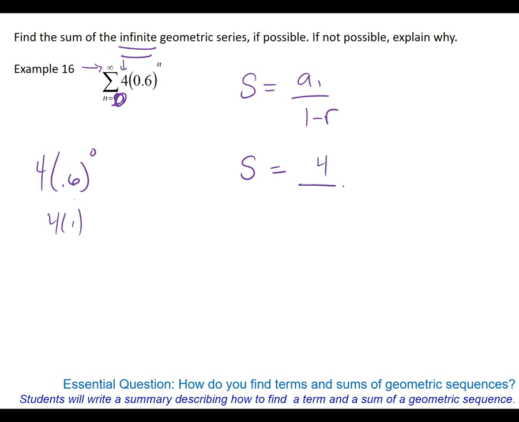4. And then it is 1 minus, what's the ratio? We can still read it out of there, 0.6. Alright, what do we get? It is 10. Look at that. We got it from 0 to infinity. Got 10.